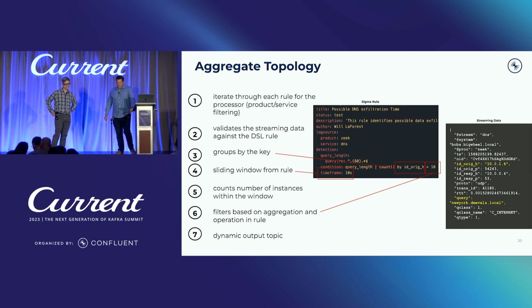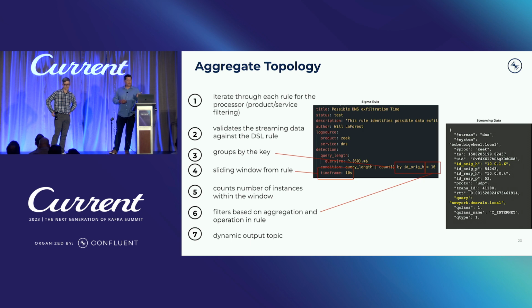And then the aggregate topology. Again, iterating through each rule, looking at product service for filtering, validating the rule, and then this is where the complexity really kicks in for this topology. We look at the group by key. So this rule is saying, I want to group by the ID originating H field, right? That's in our streaming data. So do a count based on that field. Count the number of instances in there.